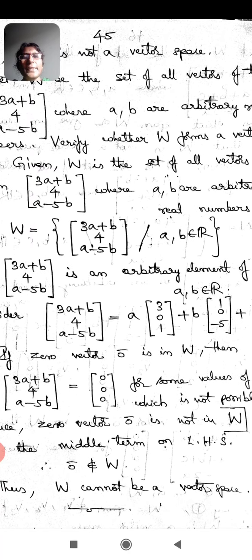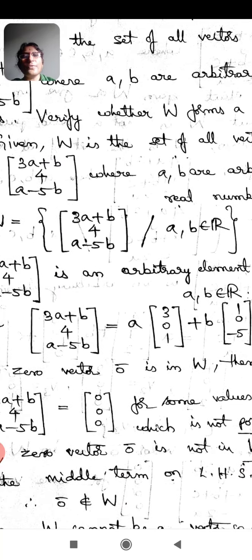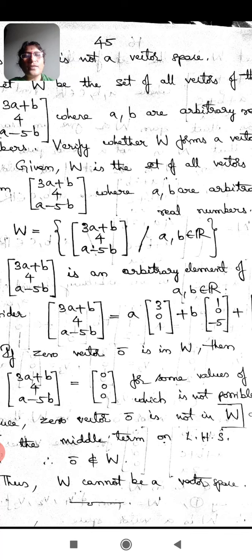Also we can see that if the 0 vector, 0 bar, is in W, then 3a plus b, 4a minus 5b is equal to 0 0 0. Let us suppose that the 0 vector is in W. What is 0 bar? As W consists of 3 by 1 column vectors, the 0 vector, if it is in W, should also be a 3 by 1 column vector with the entries 0 0 0, three zeros in a column. Now, if the 0 vector is in W, the arbitrary vector should be equal to 0 0 0 for some values of a, b taken from the set of real numbers.